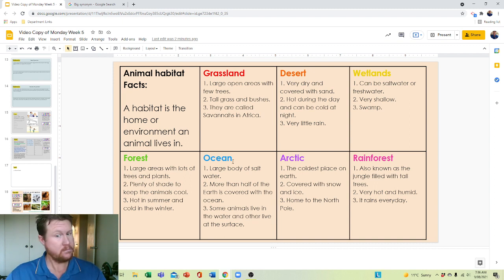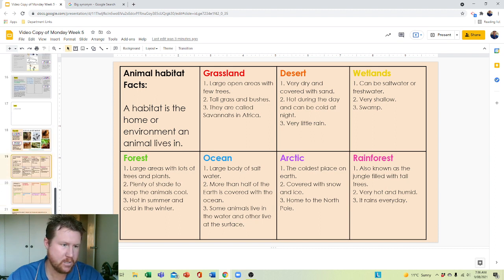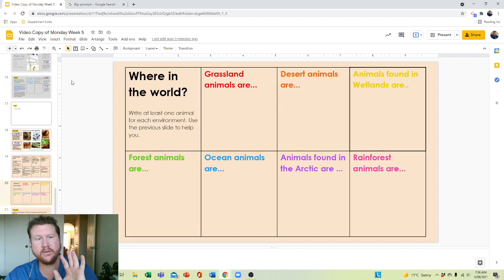The ocean, large bodies of salt water, makes up pretty much 70% of the Earth. More than half of the Earth is covered. More, 70%-ish. The Arctic is a cold place. And the rainforest, also known as the jungle, filled with trees. Very hot and humid. It rains every day.